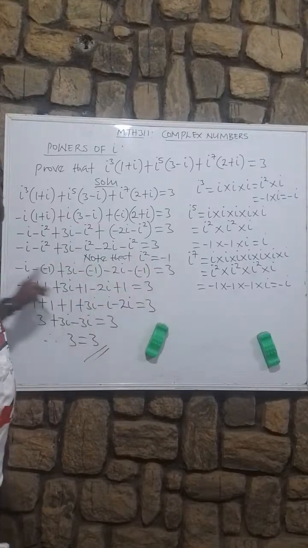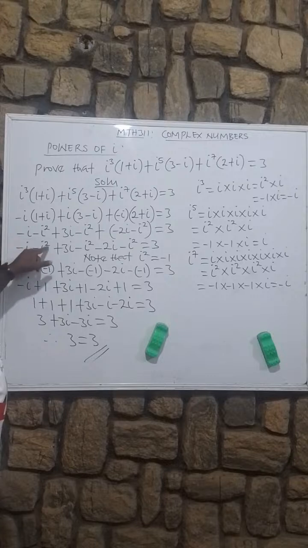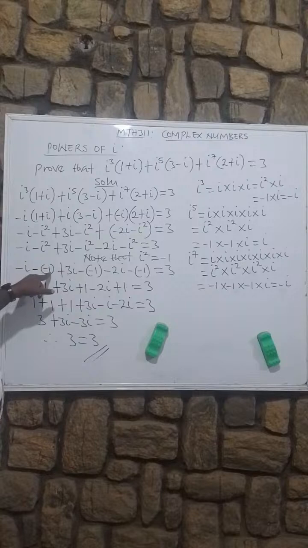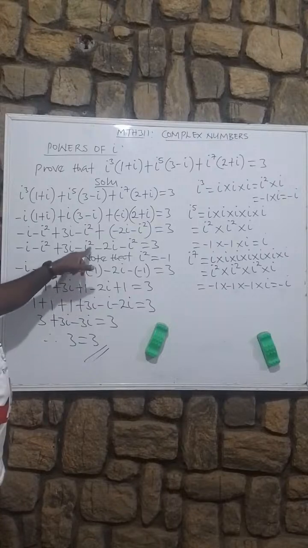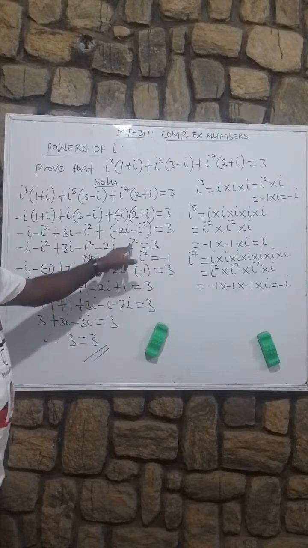Minus 1. That is why you are saying, see, I squared, minus I squared. Instead of me writing I squared, we replace it with, look at this bracket, what is inside? Minus 1. Then plus, this is another I squared, minus I squared. We replace it with minus 1. Then look at another I squared.